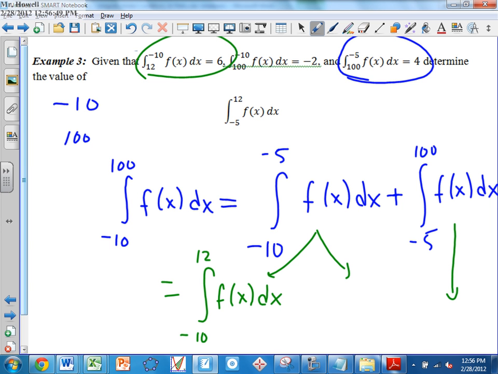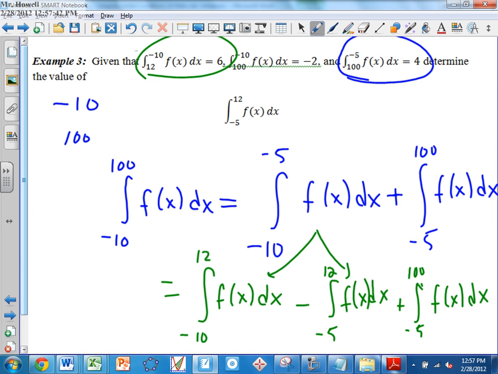So continuing down, here's the tricky part. If I went from negative 5 to 12, well, the problem only says to go from negative 10 to negative 5. So I went an additional part, didn't I? I went additionally from negative 5 all the way up to 12. So in order to make this equal, I need to subtract the integral from negative 5 to 12. I went too far. I want to stop at negative 5, so by subtracting that, I'm getting rid of that area. Then I carry this down, so I still have plus the integral from negative 5 to 100, and on this side is the integral of f of x dx.